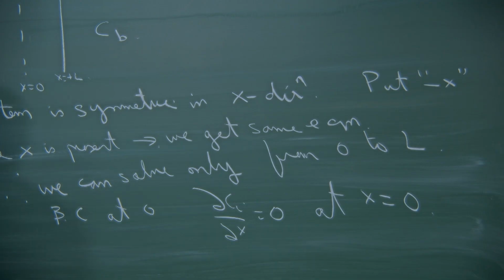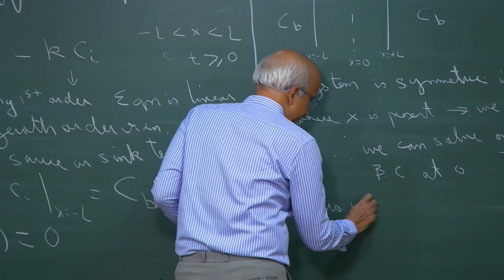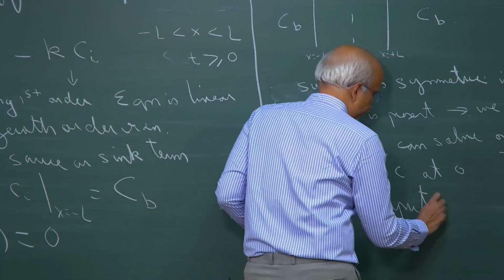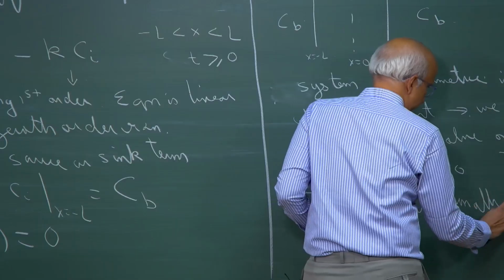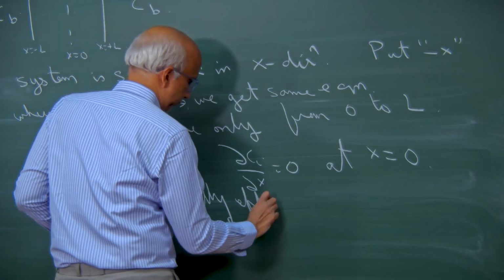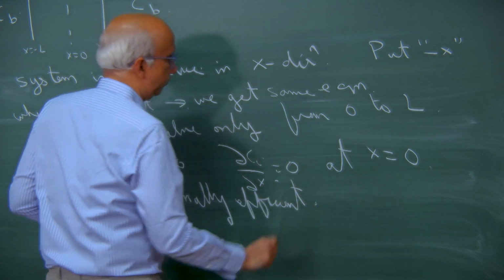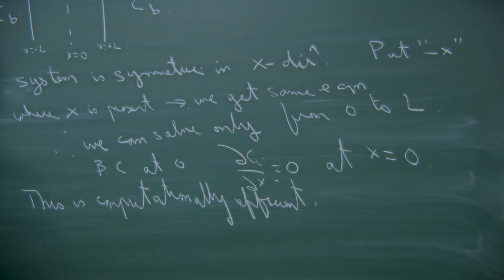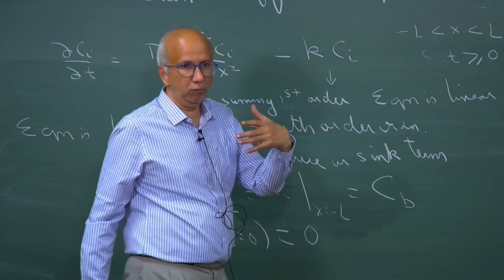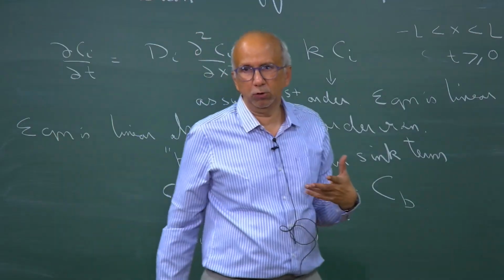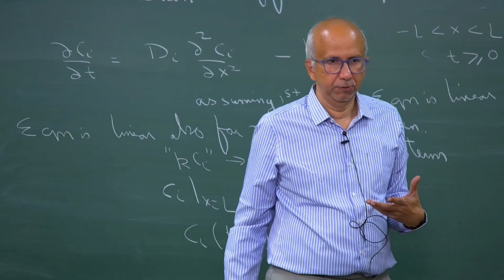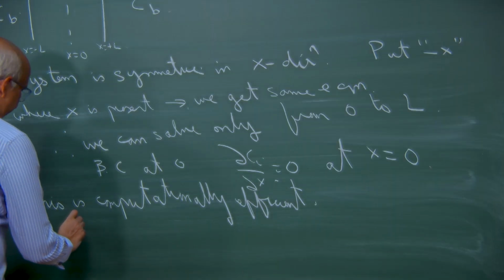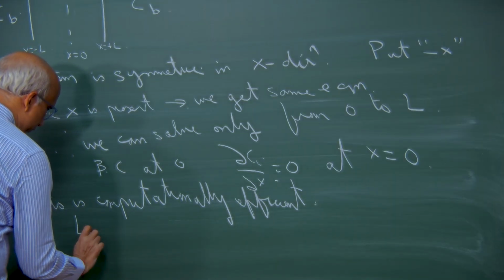So this is computationally efficient. That is the reason I put Cb here and Cb here, to show that reactant will come from both sides. And I am not going to solve this problem in general. The other thing I am going to do is look only for the steady state solutions.